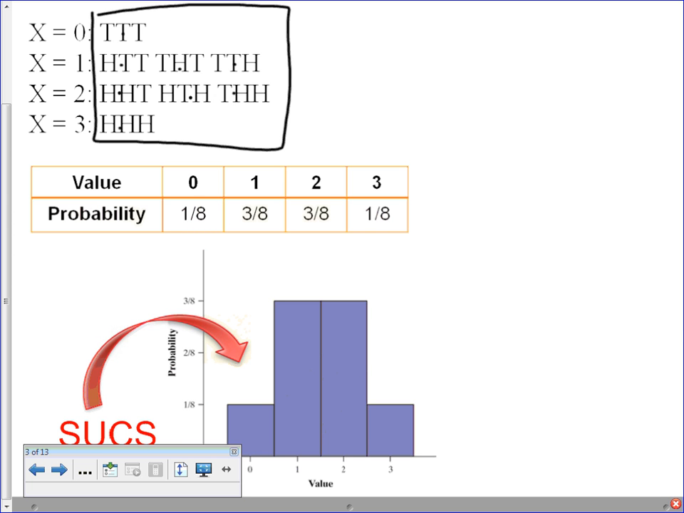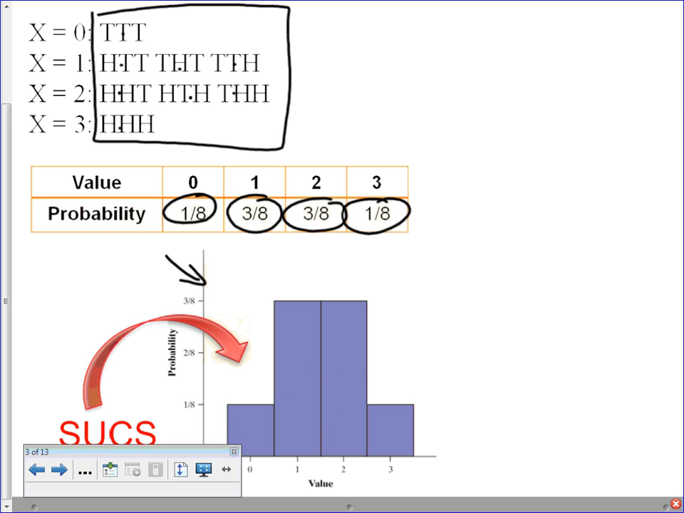So there is a 1/8 chance we'll get an outcome of 0 heads. There's a 3/8 chance I'll get an outcome of 1 head. There's a 3/8 chance I'll get an outcome of 2 heads, and there's a 1/8 chance I'll get an outcome of 3 heads. And here is the histogram of that data.